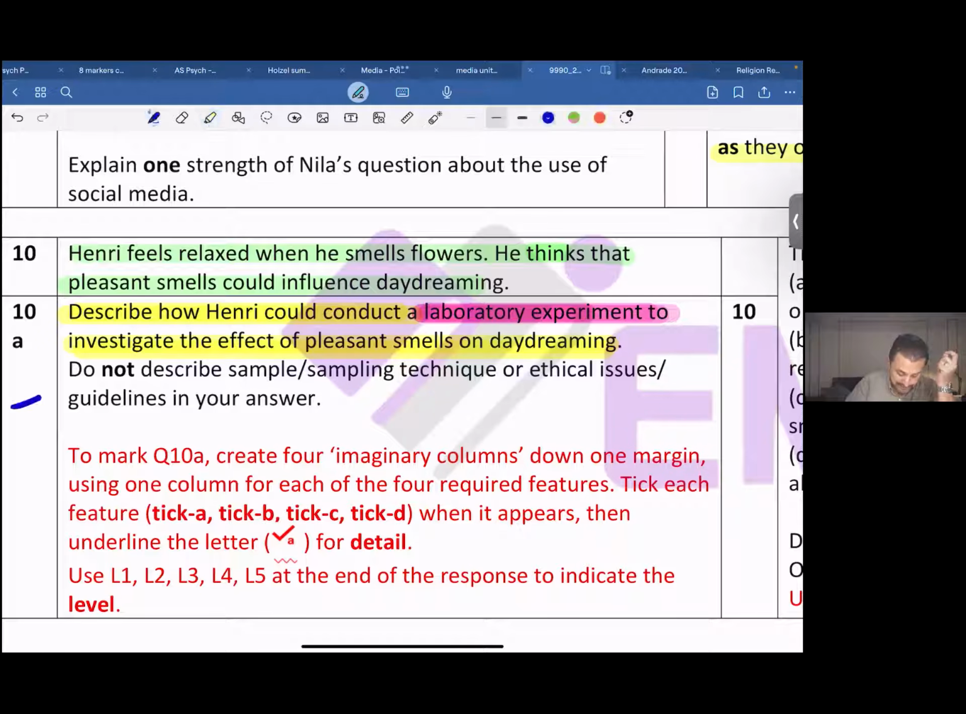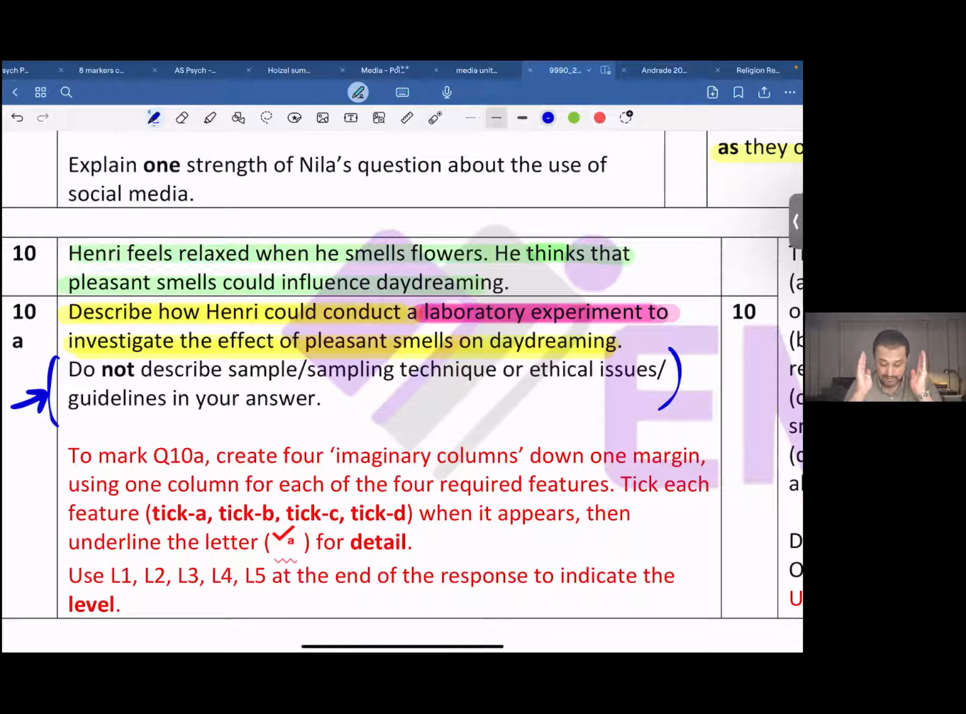Now, this has been a recent addition from 2024 onwards, where the examiners are being very clear that they would not want you to provide a lot of detail on any particular thing over here. We have been advised by the examiner that you do not need to describe or give a lot of detail on the sampling technique or ethical issues or guidelines.